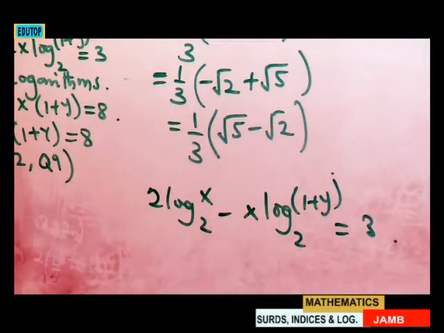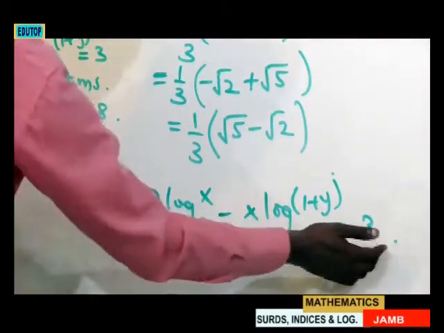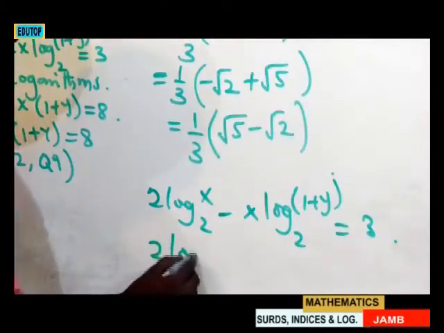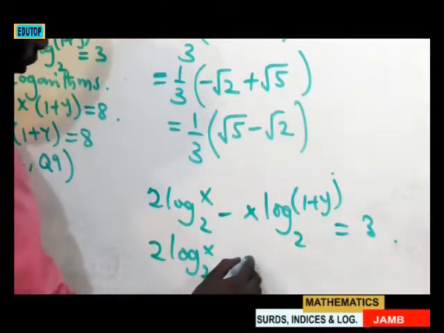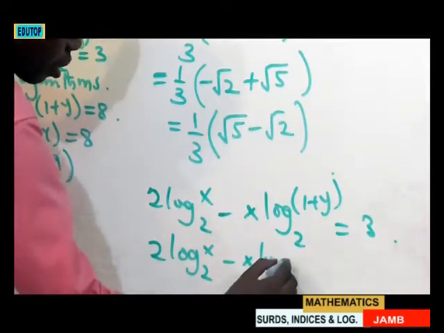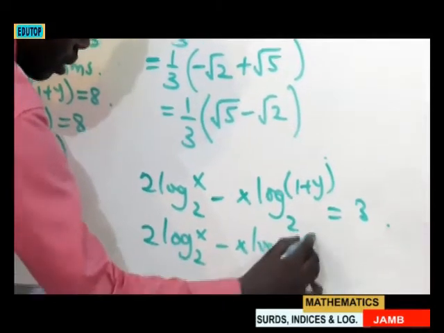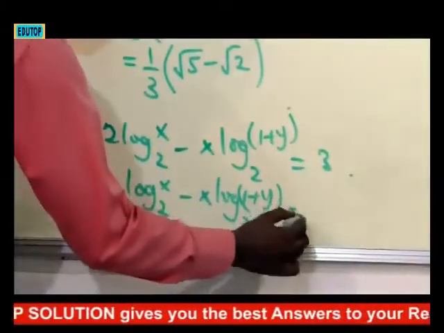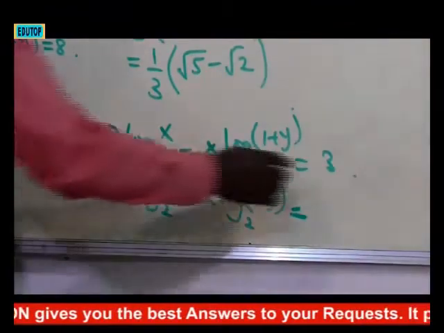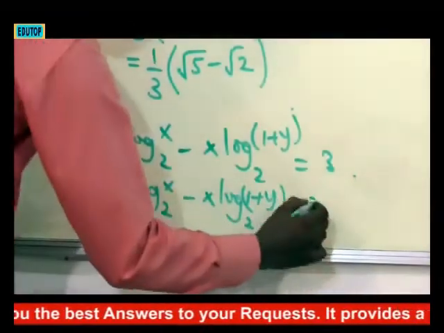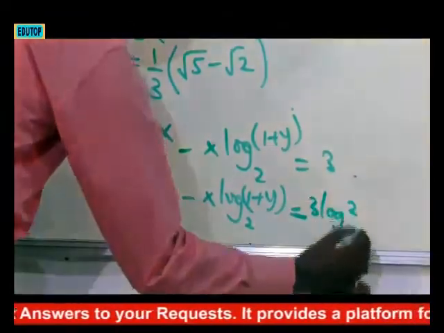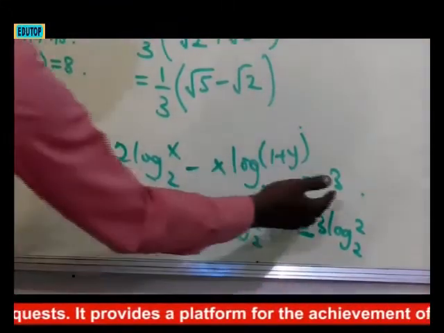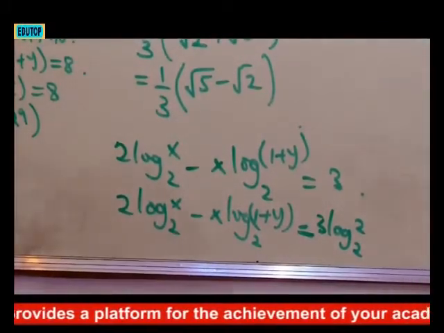Since this one is in logarithm and this is in logarithm, we have to convert this also to logarithm. So we have 2 log x base 2 minus x log 1 plus y base 2. Then if I want to convert this 3 to log in base 2, it will be 3 into log 2 base 2, because log of the same base is 1, and 1 times 3 will still give me 3. So I have not violated the fundamental principle governing mathematics.